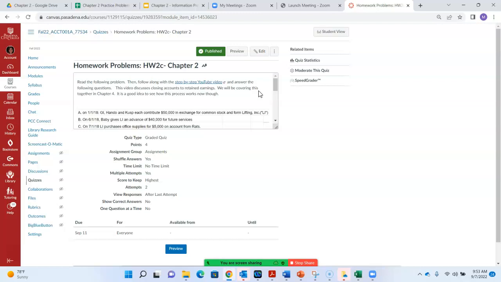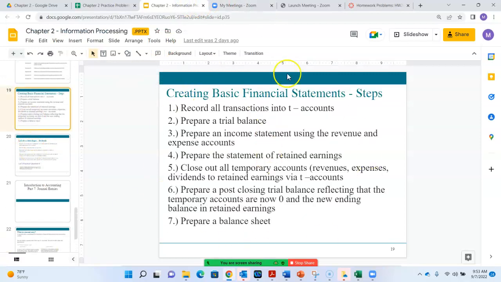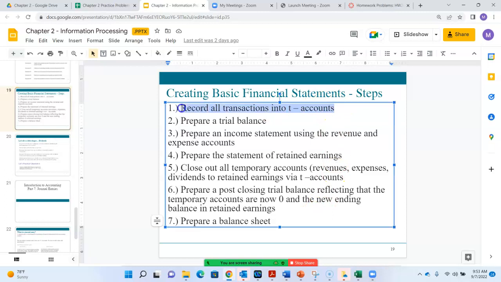This is kind of just to give you a sneak peek on the overall process. That way, this slide, you'll kind of understand what's happening. How do we actually create these basic financial statements? There are several steps that we need to go through. So far in this chapter, we've really been focusing on putting the transactions into T accounts and then writing journal entries from those accounts.